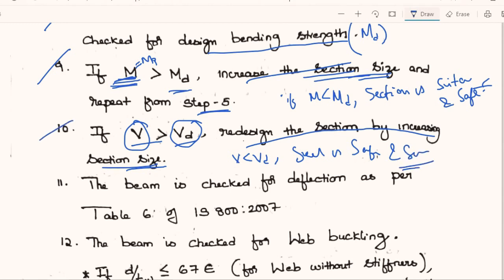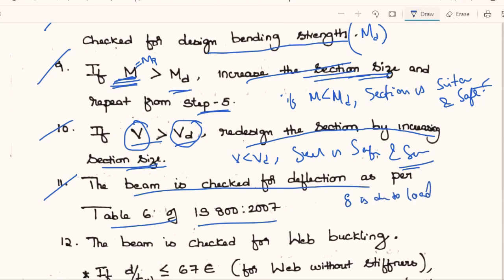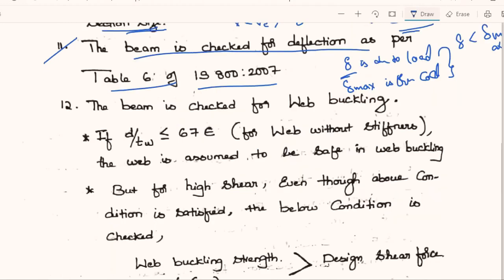And next, in step 11, the beam is checked for deflection. The beam is checked for deflection as per table 6 of IS 800 2007. We have seen that delta is due to load and delta max is from the code book. So compare these two values. The delta should be less than delta max. Then the beam is checked for web buckling.